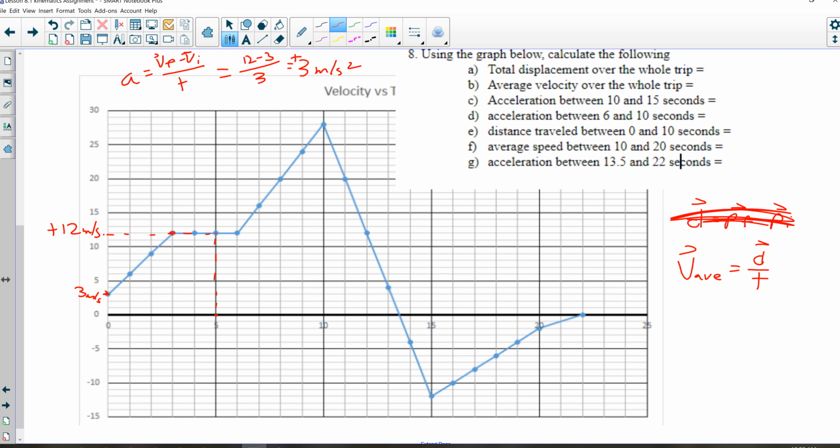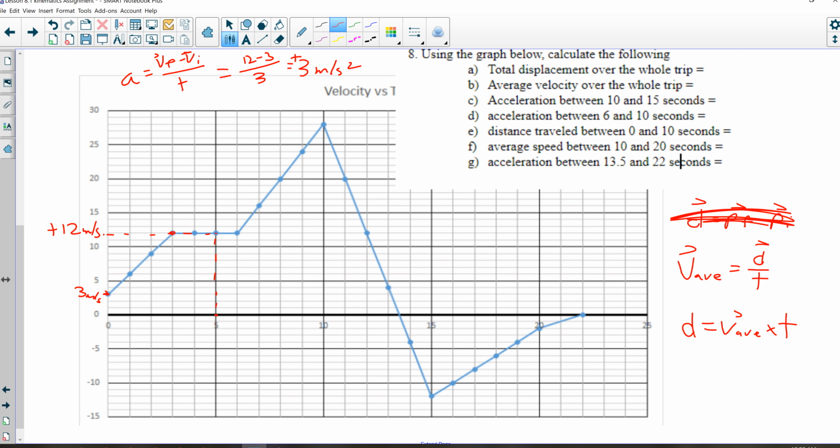I also have this one. Can I get that one? Can I use that? I absolutely can. I just have to manipulate it. So D equals average velocity times time. Well, I can get average velocity off of this graph. Average velocity is going to be halfway between the initial and final velocities.